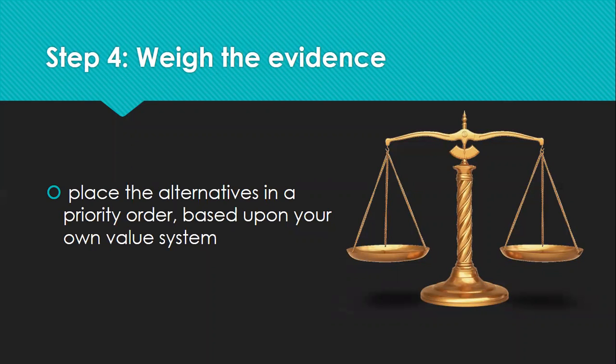Step four, weighing the evidence. You place the alternatives in a priority order based upon your own value system. You choose which solution to take. That one which leads to 100% realization of the task but requires a lot of time, or maybe the one which will be shorter, less time consuming, but will help you complete your task only 90%, for example. So you value on your own what is more important for you, your time, which has to be saved, or your mark at the end, which has to be perfect or not.